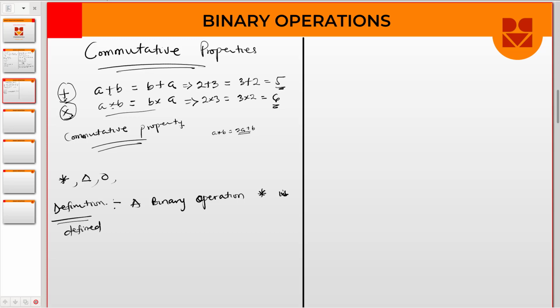So it is well defined on a non-empty set, and here we are using omega to denote our non-empty set. This omega could mean the set of integers, natural numbers, real numbers, and a whole lot more. Now, a binary operation star defined on a non-empty set omega is said to be commutative.